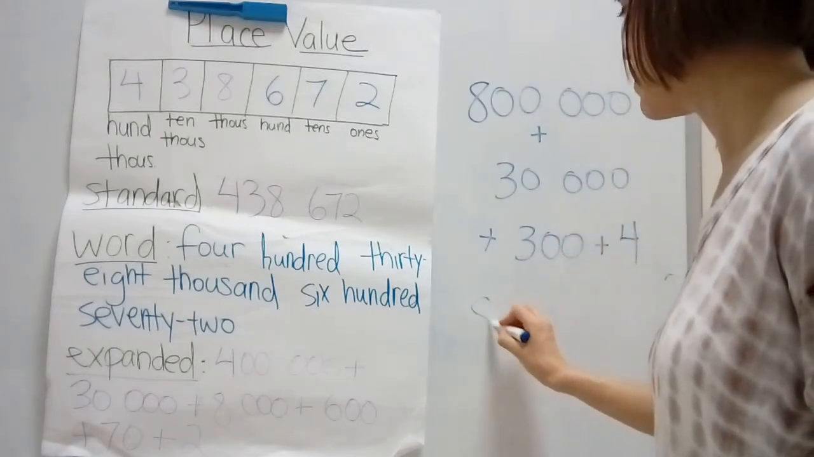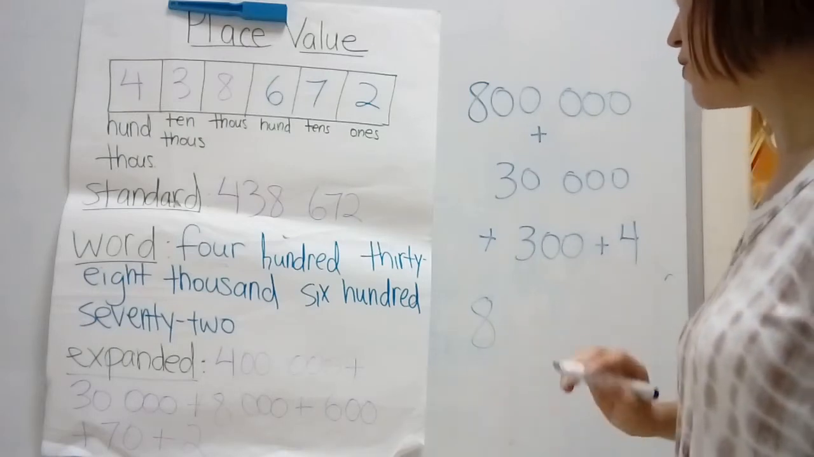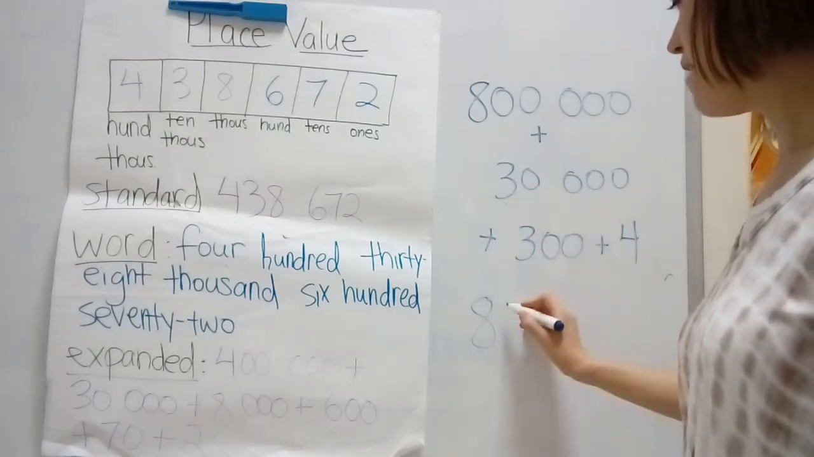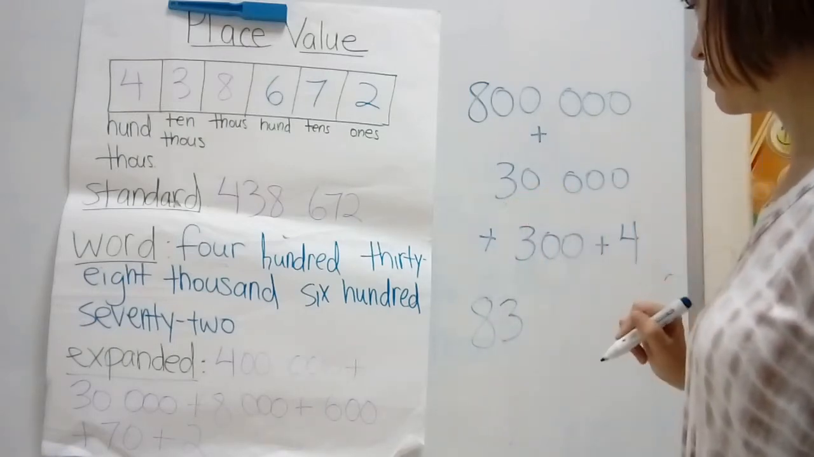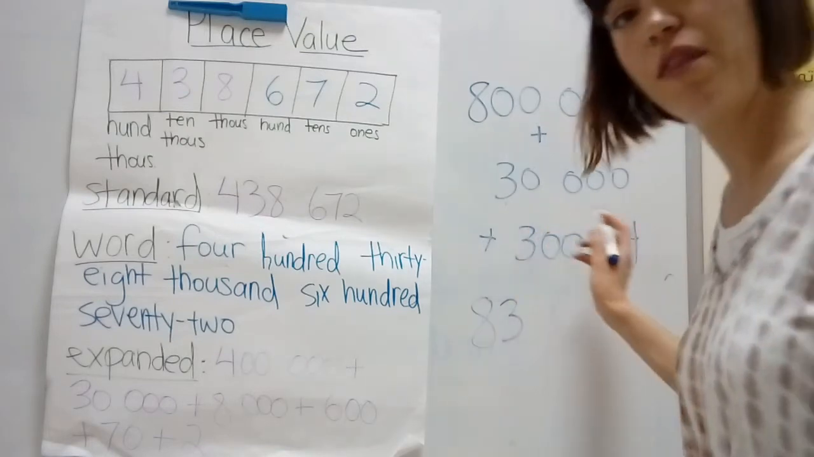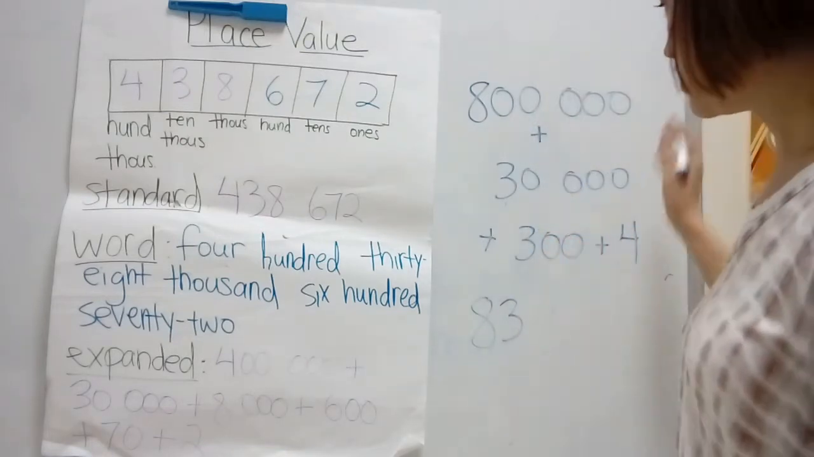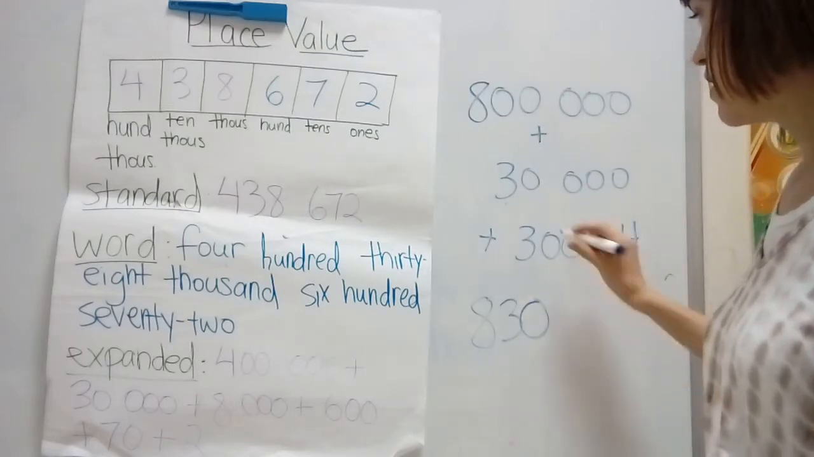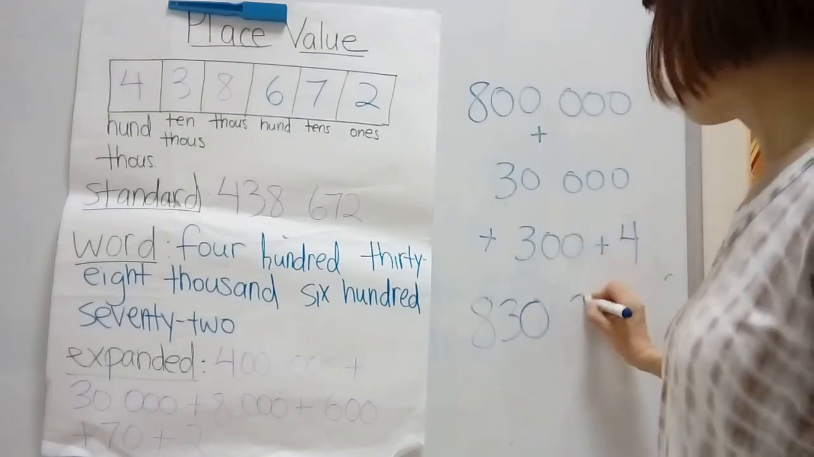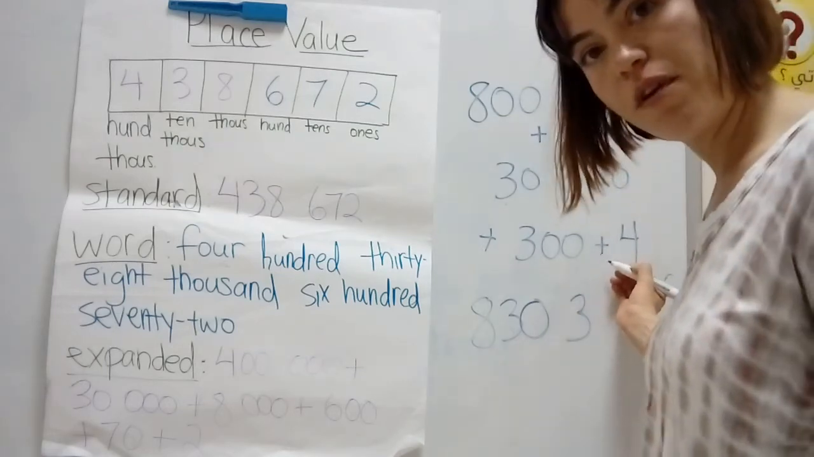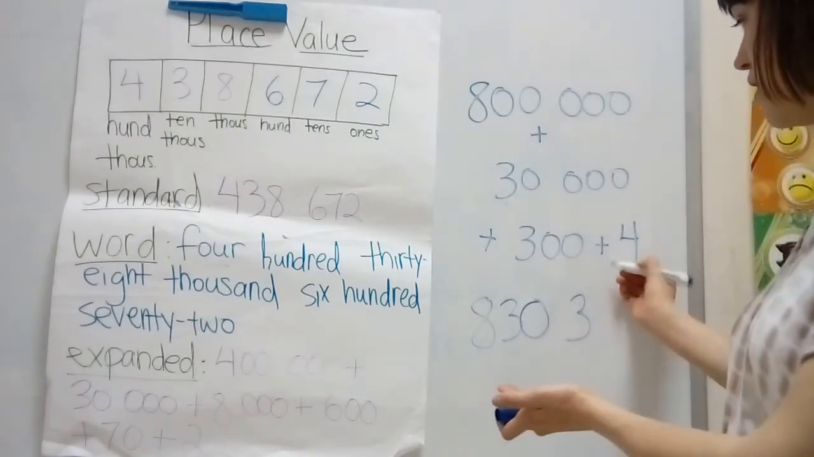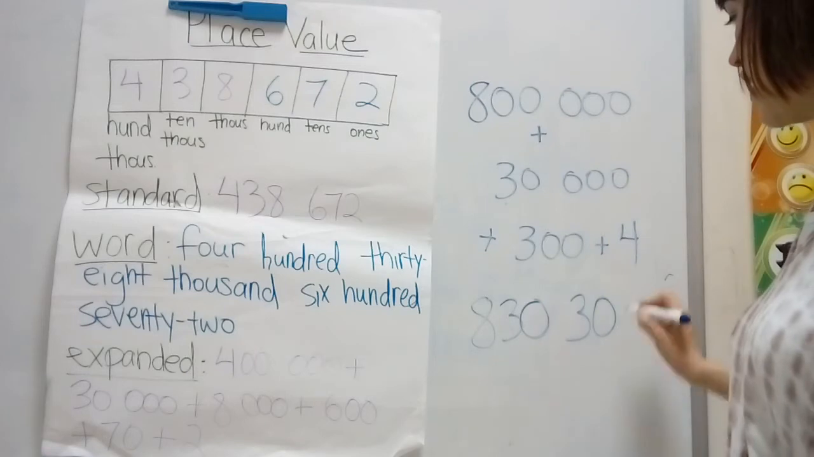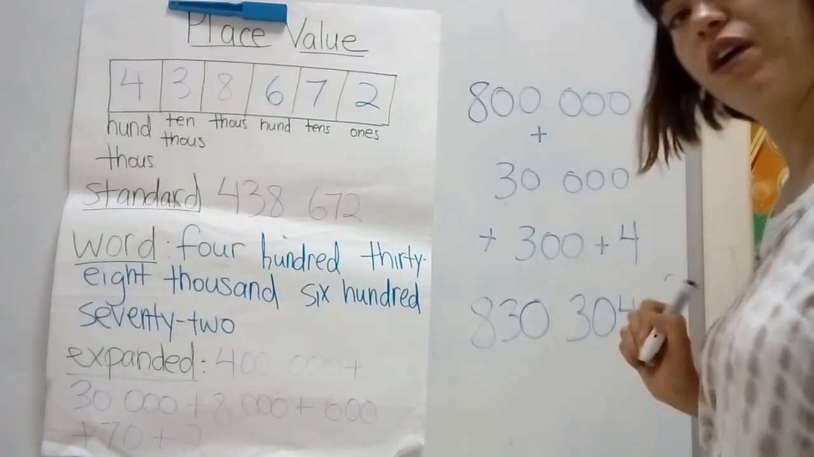So I'm going to put my 8 in the 100,000s place. I have 3 in the 10,000s place, but then I look for a number in the thousands. I don't see a number in the thousands here, so I put a 0 there. I look for a number in the hundreds. Oh, I have 3, and then I look for a number in the tens. I don't have a number there. So I would put 0 there again, and 4 here.